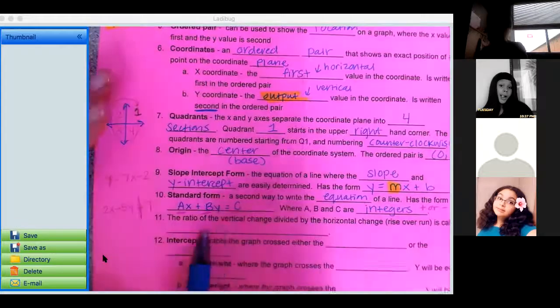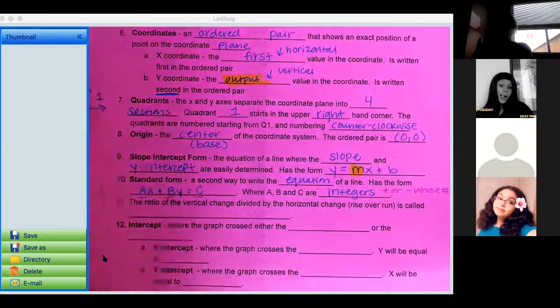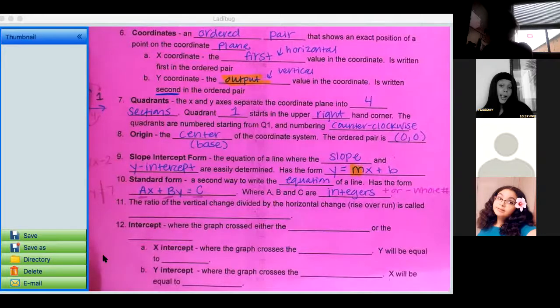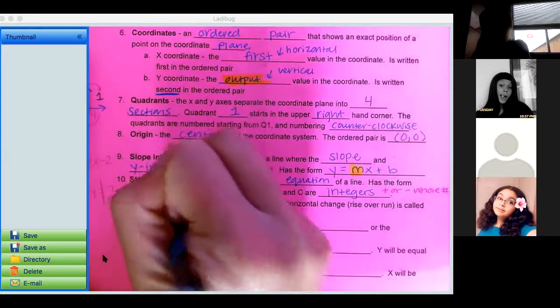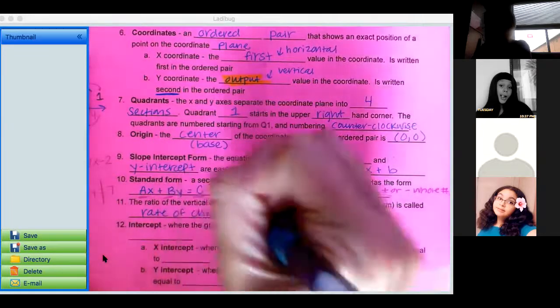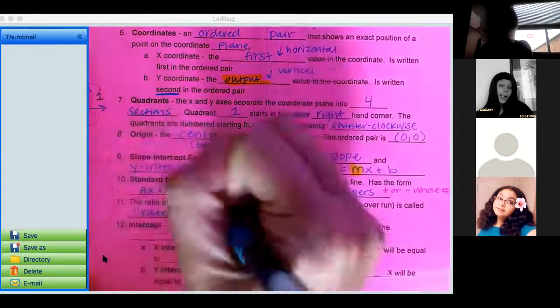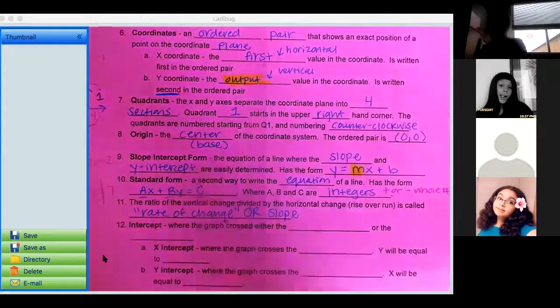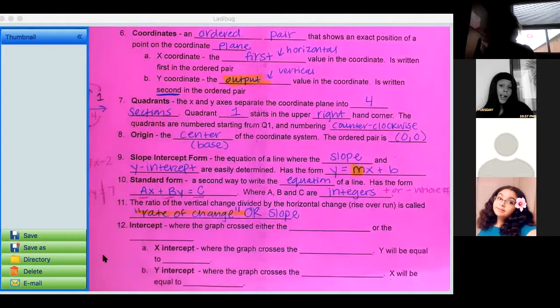All right, the vertical change divided by the horizontal change, rise over run. What is that called? We just said it. The rate of change. Rate of change, I love that. I'm going to put "or slope." Now, in Math 1, you will see rate of change. So that's the one I want you using.